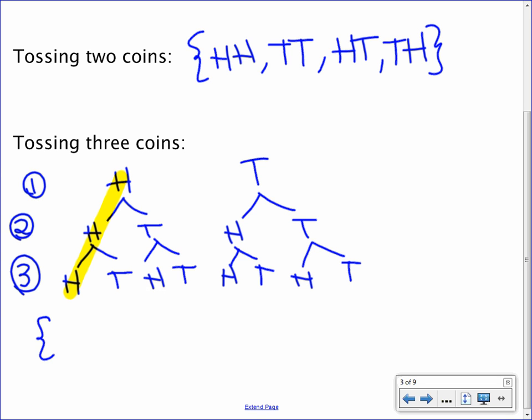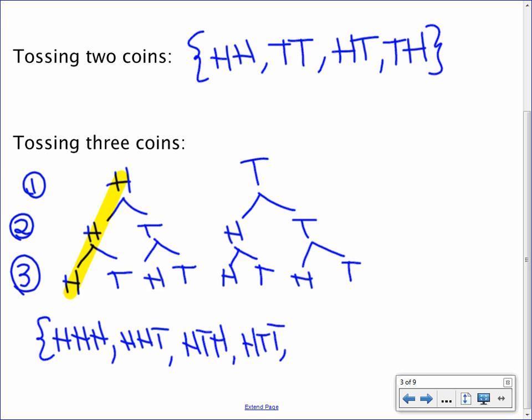We have heads, heads, heads. Heads, heads, tails. Heads, tails, heads. Heads, tails, tails. Tails, heads, heads. Tails, heads, tails. Tails, tails, heads. Tails, tails, tails. Bam. Probability.